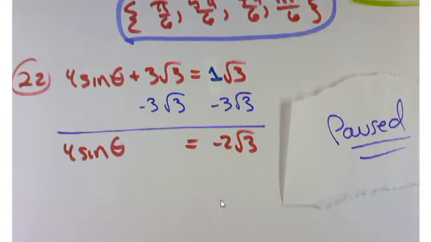Put it in degrees and then figure out what it needs to be in radians? So you want to cancel, right? 2 and 4 cancel, so it gives you negative root 3 over 2.